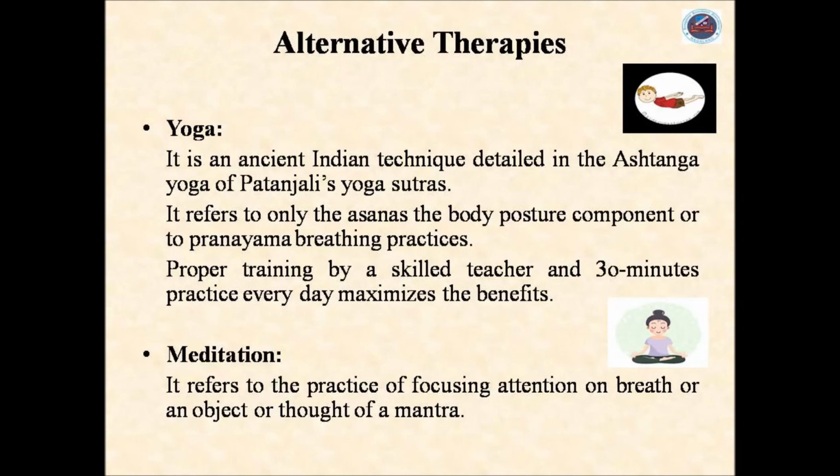Alternative therapies. In these alternative therapies, we will be discussing yoga and meditation. So when we talk about yoga, yoga is an ancient Indian technique titled in the Ashtanga Yoga of Patanjali's Yoga Sutras. It also refers to the asanas, the body posture component, or the pranayama breathing practices. So in short, yoga is considered as one of the tools that deals with the transformation and stabilization of mind.